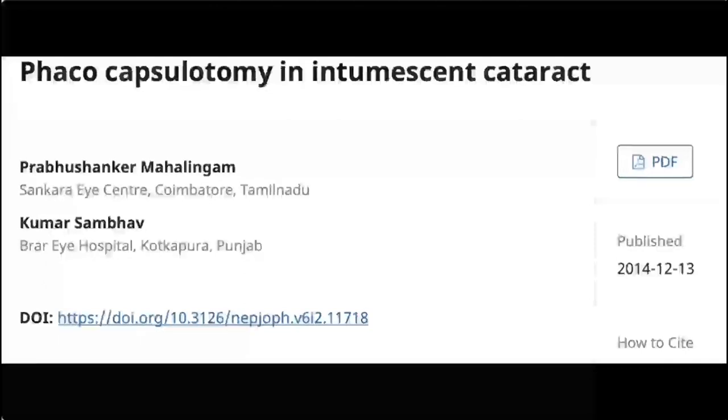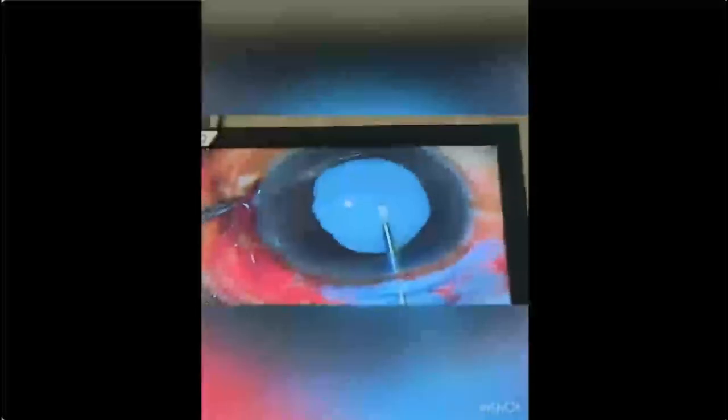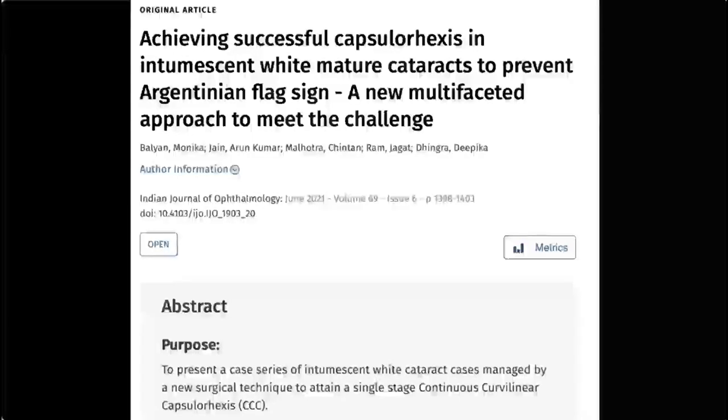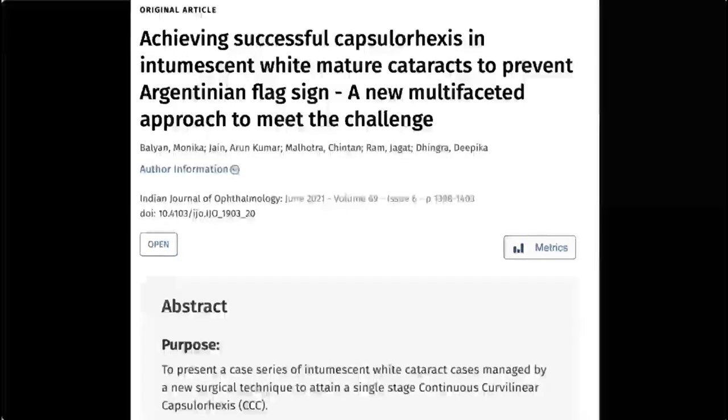In one more study by Mahalingam and Sambhav, they used a phaco tip to puncture the anterior capsule and debulk the lens matter. But since ours is a SICS study, we've used a cystotome, and the same cystotome is used to make the continuous curvilinear capsulorhexis. Here you can see that the liquefied cortex is egressing out because of the drop by drop irrigation that we've used.